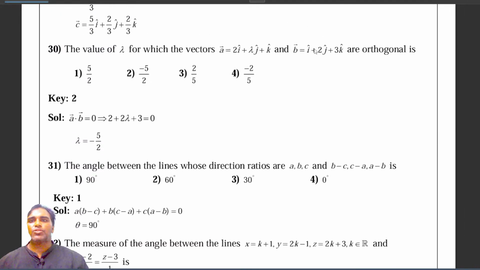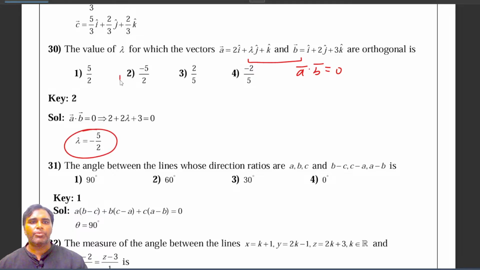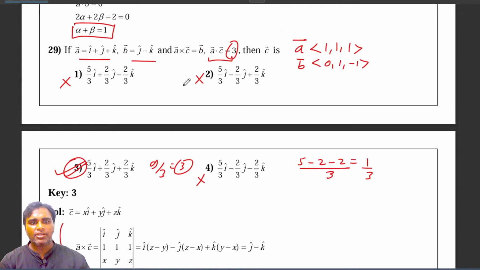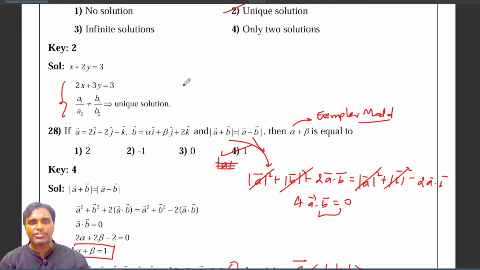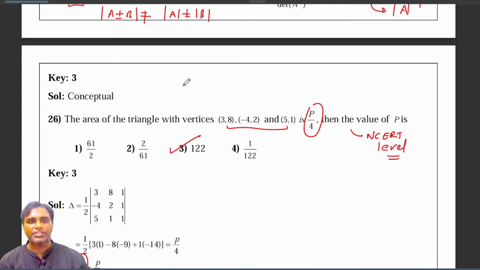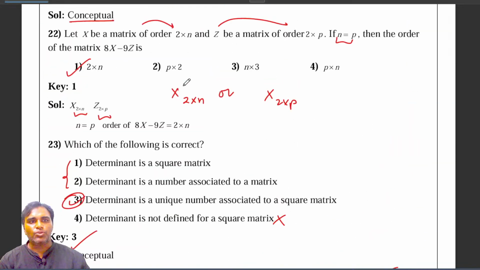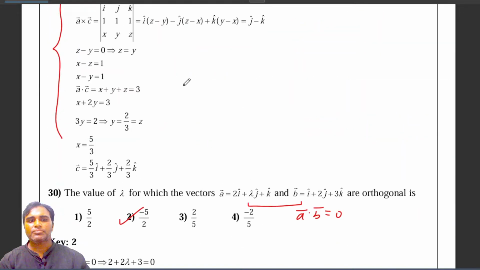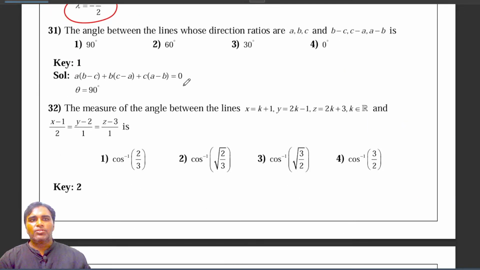Now 30. Vectors are orthogonal, meaning they are perpendicular. A very straightforward question. A dot B is 0. If we do A dot B is 0, we'll get lambda is minus 5 by 2. That is the second option. So for 21 to 30, again if we see, not so many questions are problematic. A little bit 29 can be disturbing if your mind is not alert. Otherwise all questions are super easy, right? So 21 to 30, again the questions are very good. So till now, according to me, you should get 30 out of 30.